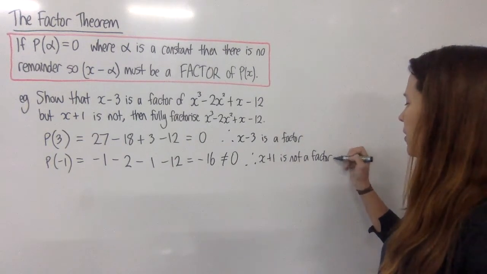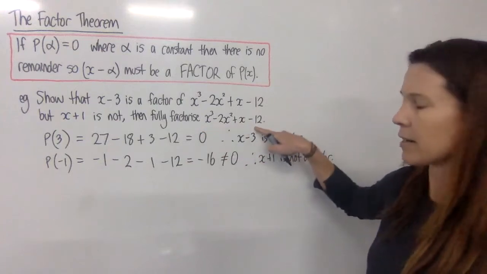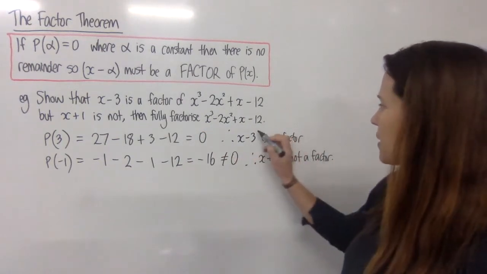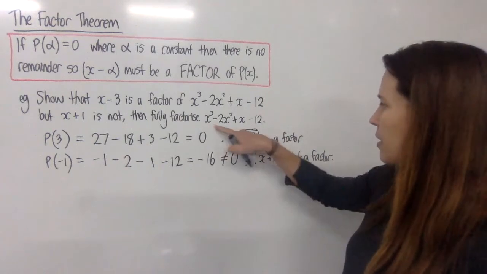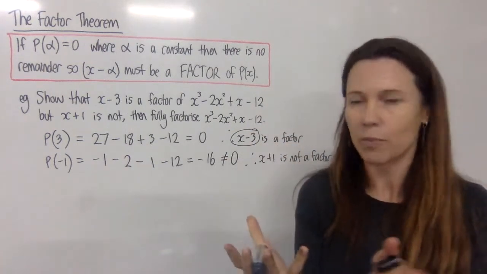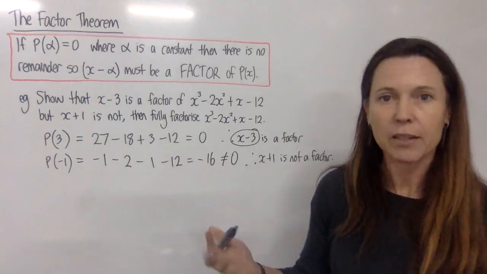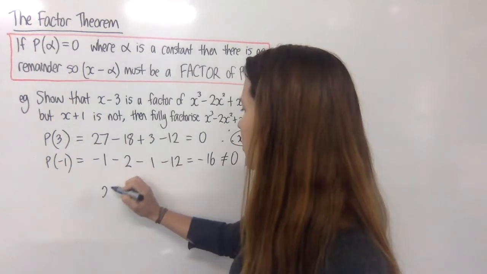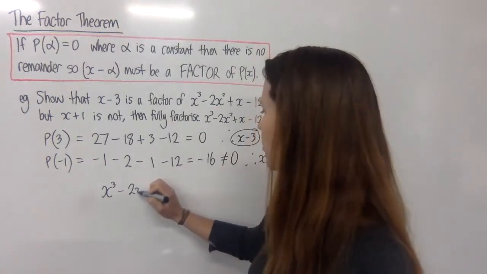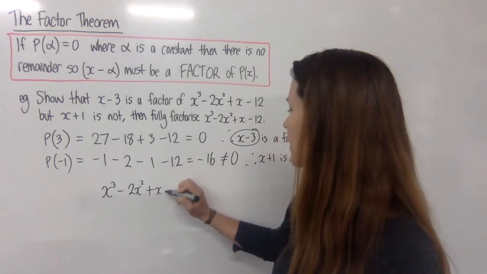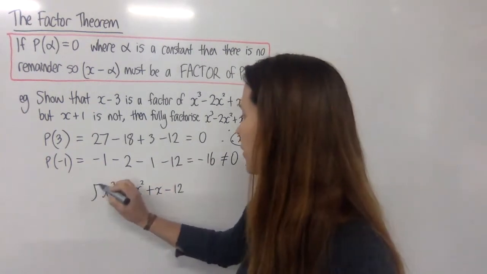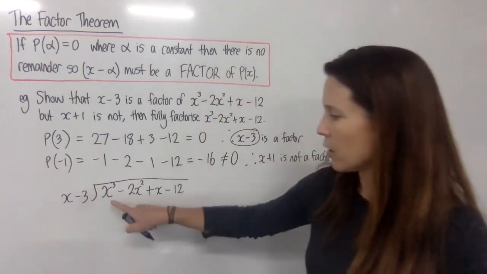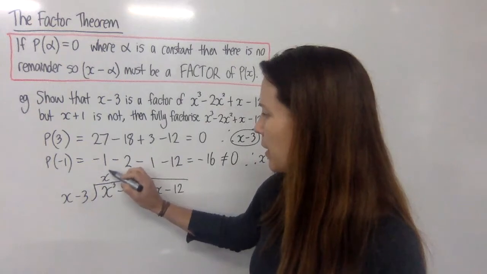Now, the other part of the question says to fully factorise this. So what we've just learned is that this one is a factor. So this is equal to that multiplied by something. What is it? Let's do some long division to find out. That's always a good backup. So we need to do x cubed minus 2x squared plus x minus 12, and we're going to divide that by x minus 3. So our first term here will be x squared.